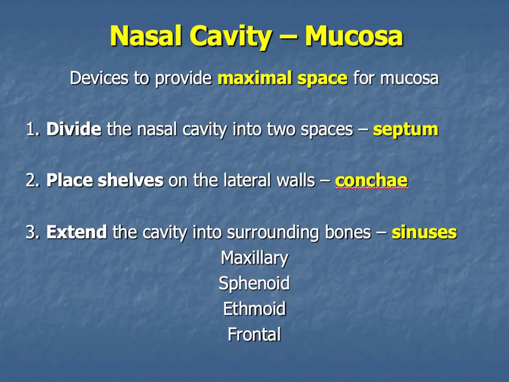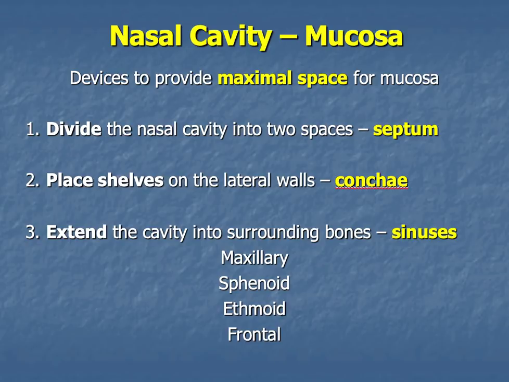And therefore, we see the nasal cavity split in two with a nasal septum. We see a series of bony extensions hanging out from the lateral wall of the nasal cavity called conchae, and these conchae are purely there to increase that surface area within the nasal cavity.